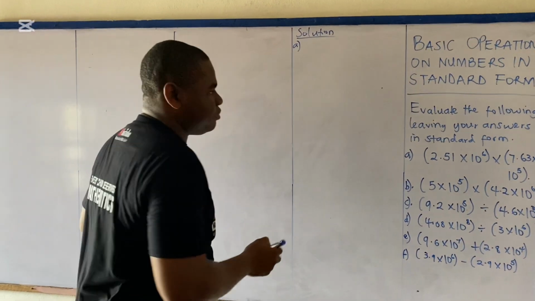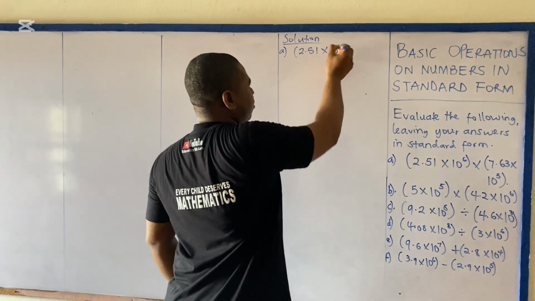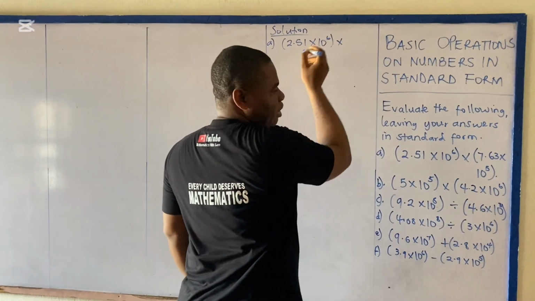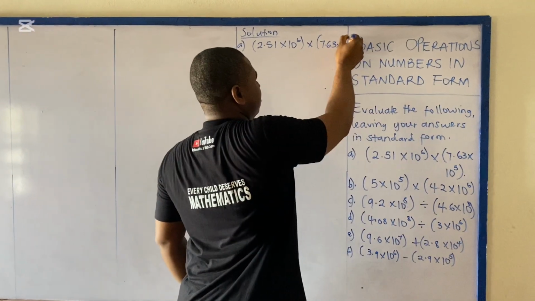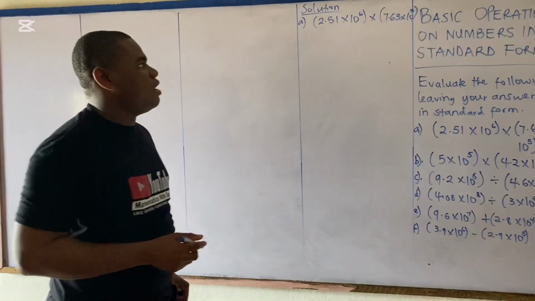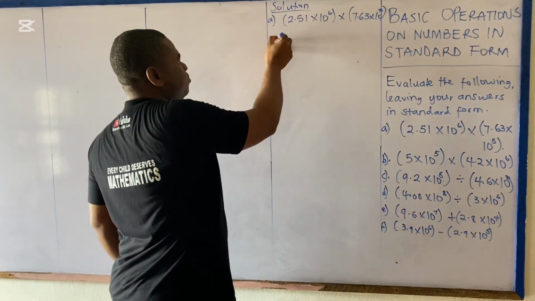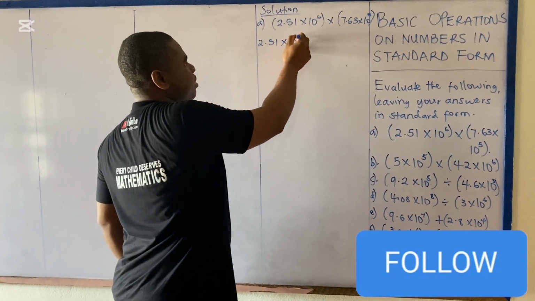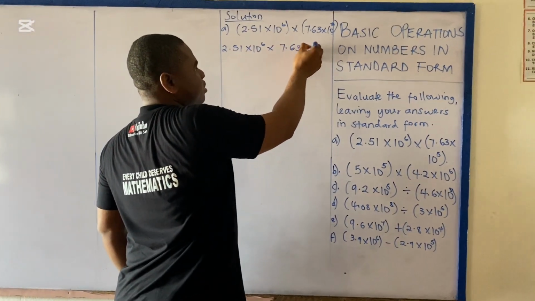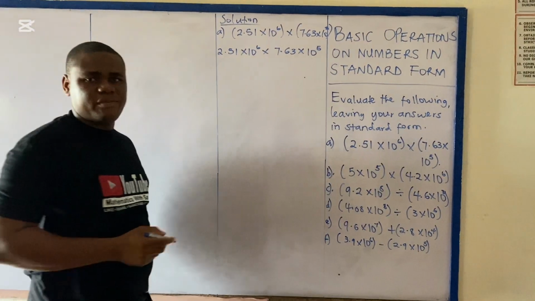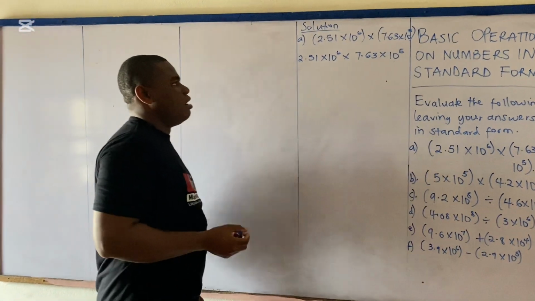Alright, for this example we have 2.51 times 10 raised to the power of 6 times 7.63 times 10 raised to the power of 5. The first thing we are going to do is open brackets. So we have 2.51 times 10 raised to the power of 6 times 7.63 times 10 raised to the power of 5. Now in this case I'm going to multiply the numbers, and we multiply the powers of 10 too.